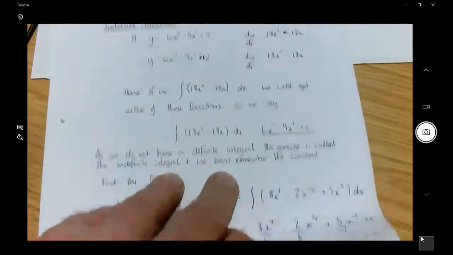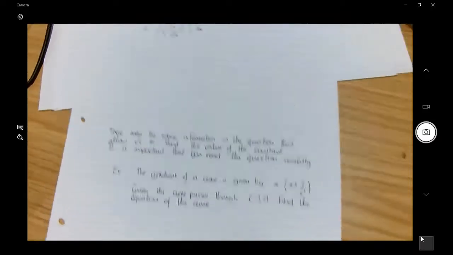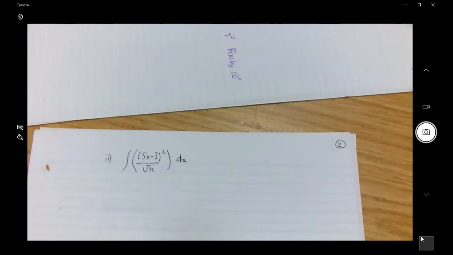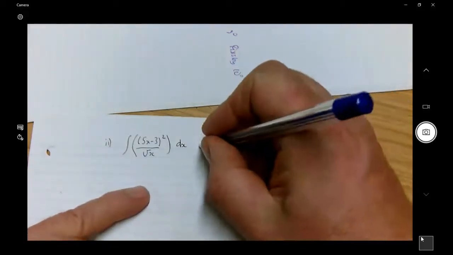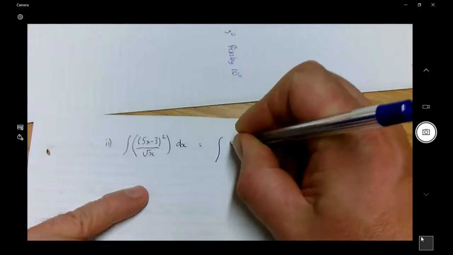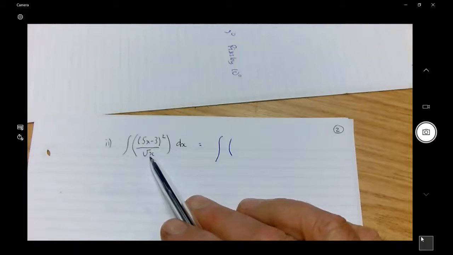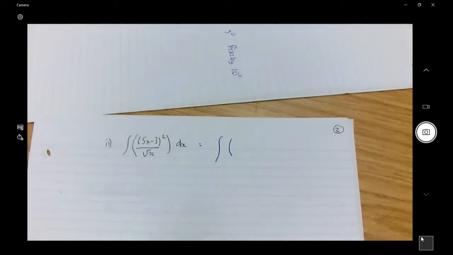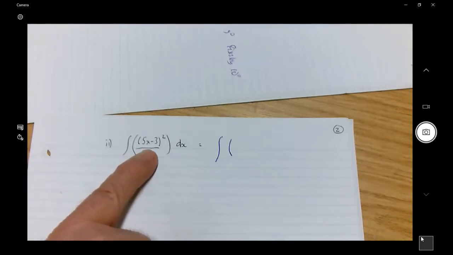Okay? So what I thought we'd do next is integrate a slightly more complex function. And it's the same as differentiation. We do all the donkey work before we integrate. So it's the integral of. Now, with these fractional ones, because you've got a single term in the denominator at the bottom, we can just divide the whole thing by root x. But notice the top has a bracket that needs expanding.